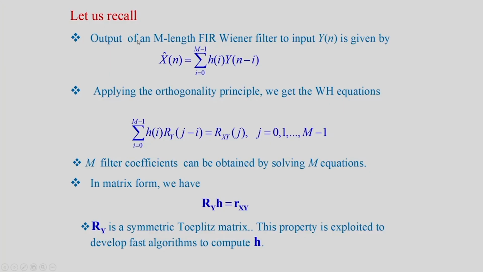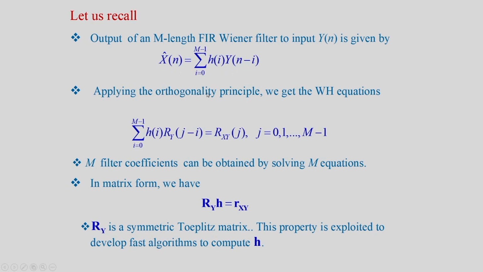Let us recall the output of an M-length FIR Wiener filter to input y[n] is given by this equation, that is, the estimated signal x̂[n] is the summation of h[i] y[n minus i], i going from 0 to M minus 1. This is the M-length Wiener filter output.